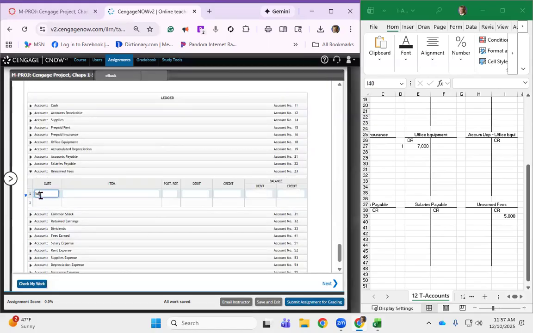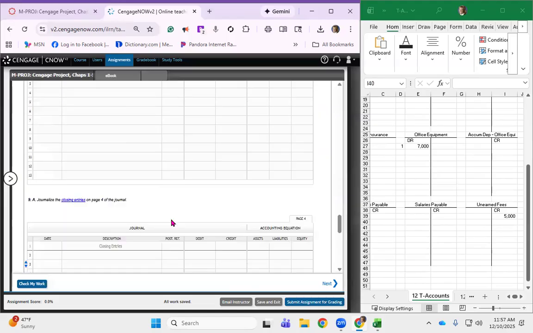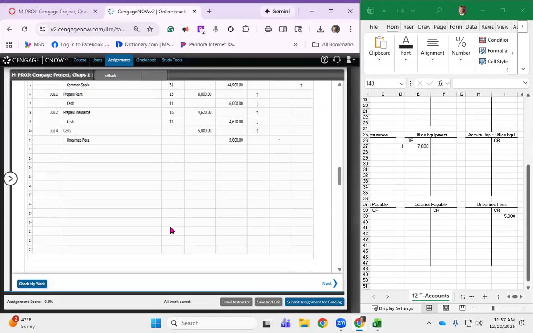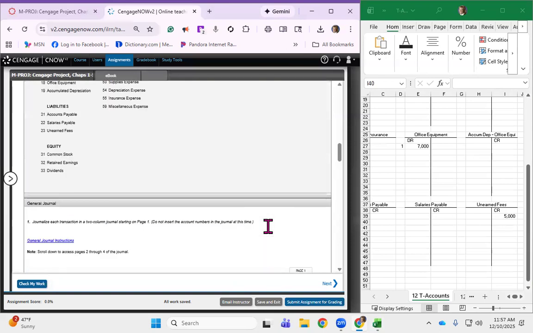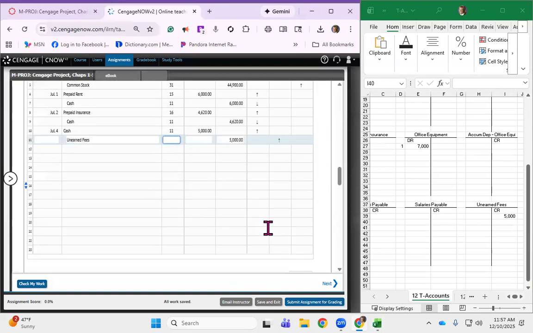The date is July 4th. Page 1. Let's make sure to put it in as a credit of 5,000. And so now the new balance is 5,000. Close unearned fees. And now we're ready to post our reference saying that we have posted that transaction. So unearned fees, I've got to look at the number. Unearned fees is 23. Pretty soon we'll have most of our numbers up here.